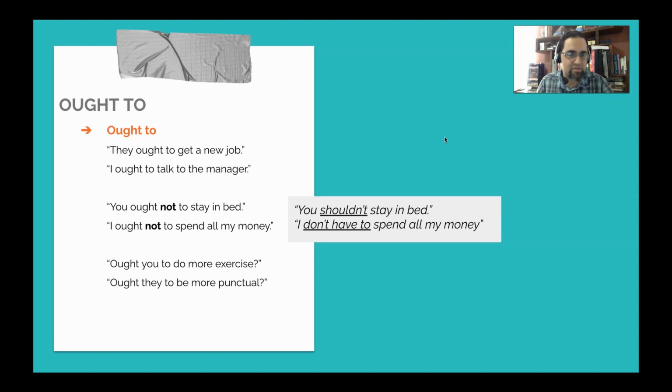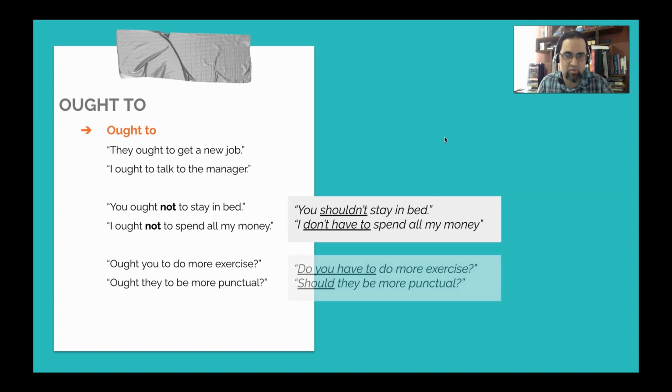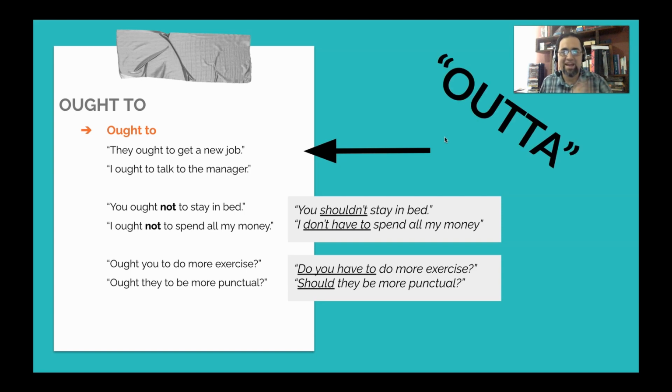Same way for the interrogative form. You don't really hear many people using ought to in the interrogative way. So you can just do the same and instead use have to. For example, do you have to do more exercise? Or should they be more punctual? That sounds more natural. It's mostly used when you want to emphasize what's right and what's wrong. And as you notice, many times in American English, it is pronounced as oughta. They oughta get a new job, or I oughta talk to the manager.